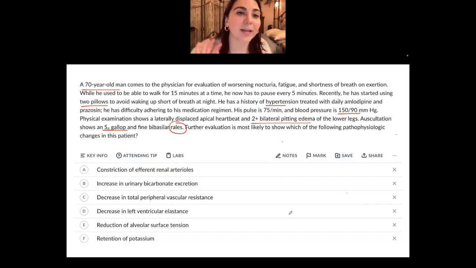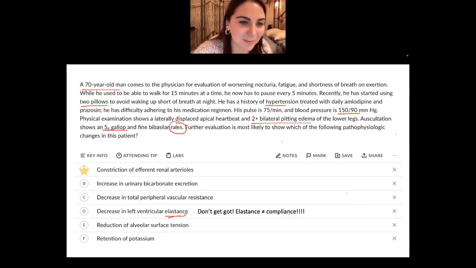But remember, when in a state like this, RAAS gets activated. Angiotensin 2 gets released, we're going to get an increase in your TPR, you're going to get aldosterone release, which is going to cause sodium reabsorption. But this answer is A.